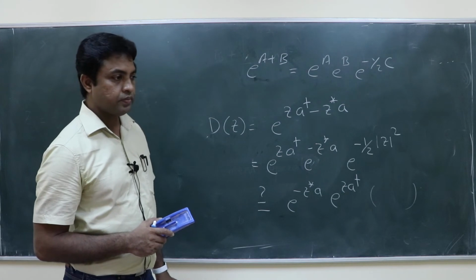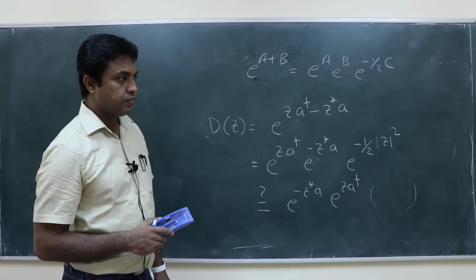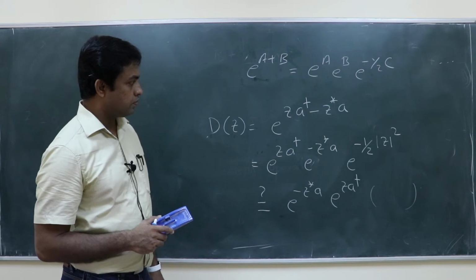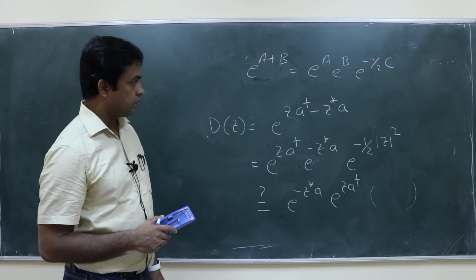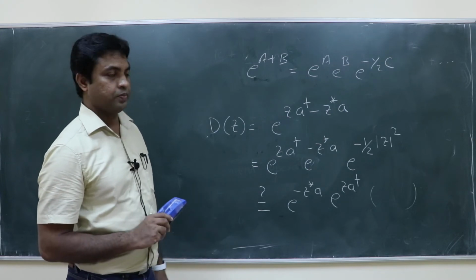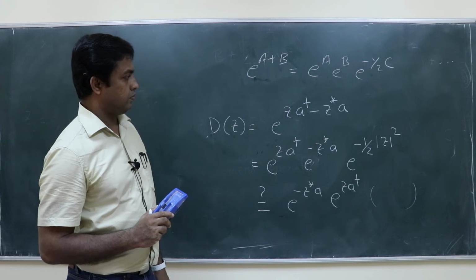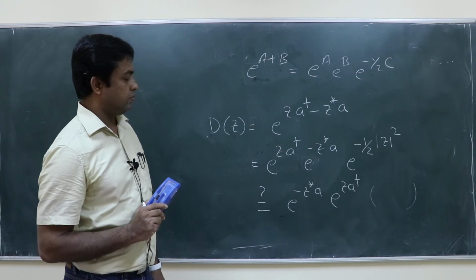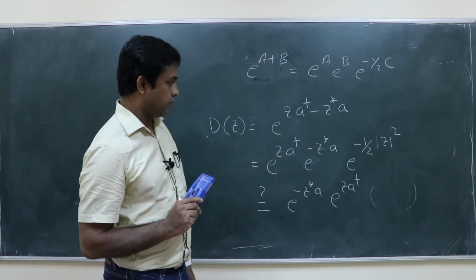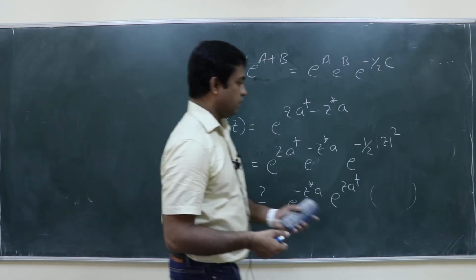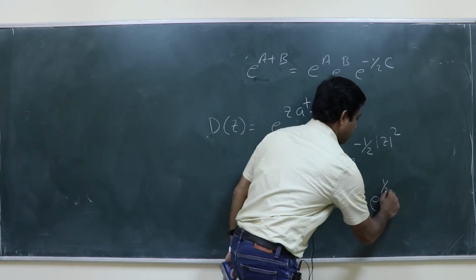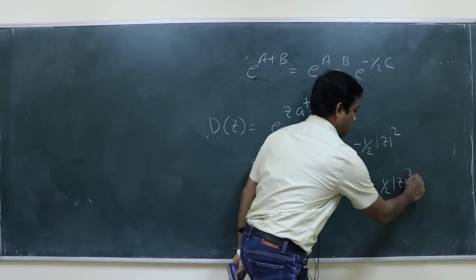We can use that formula, e multiplied with the commutator. Yeah, do it and give me the answer. e to the power half mod Z square. So e to the power plus half mod Z square.